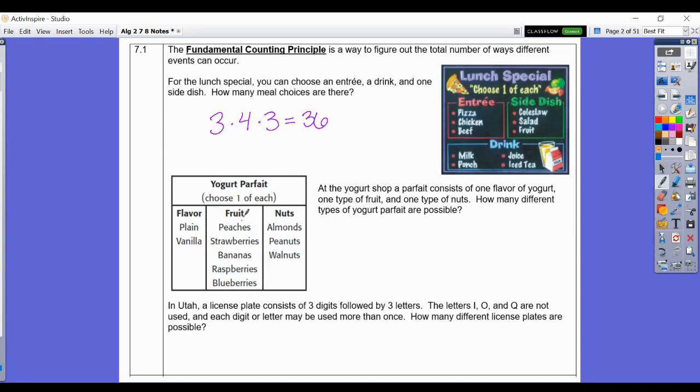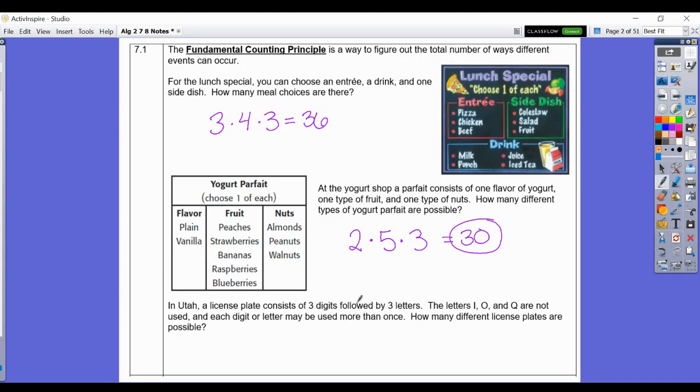So here's just another example real quick. If you want to take a moment and try to answer that, please pause the video and answer the question. At this yogurt shop, picking 1 flavor of yogurt, 1 kind of fruit, and 1 type of nuts, how many different yogurt parfaits can you make? Pause the video and answer it, and then come on back. Since we have 2 flavors of yogurt, 1, 2, 3, 4, 5 options for fruit, and 3 options for nuts, we have a total of 30 different parfaits that we can make.